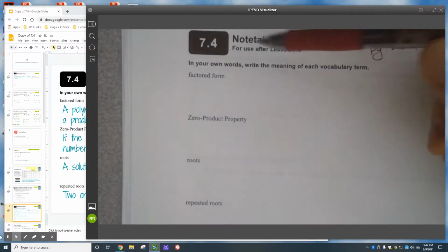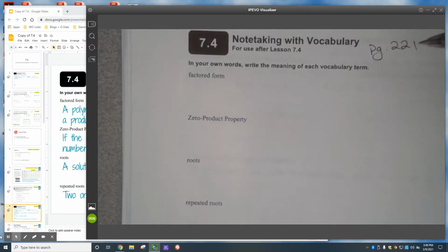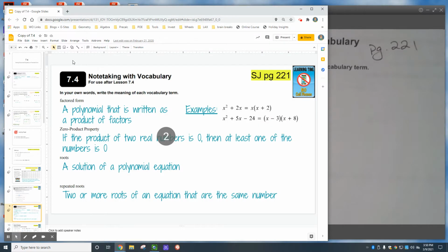This is the video for section 7.4. You're starting on page 221 in your student journal. We have a few new terms here to go over. So we're going to be solving these polynomials in this section. In the past couple of sections, we've been doing operations with them, adding, subtracting, multiplying, and now we're going to be solving them.